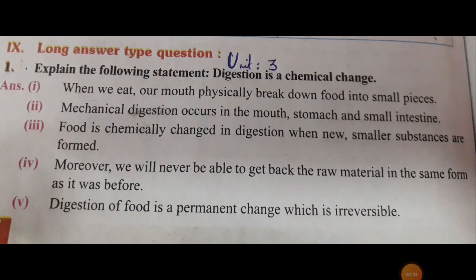Okay, children, this is your detailed question. Concentrate on this first question. Explain the following statement: digestion is a chemical change. When you eat, our mouth physically breaks down the food into smaller pieces, already you know. So mechanical digestion occurs in your mouth, stomach and small intestine. So you see, food is chemically changed in digestion when new smaller substances are formed. Moreover, we will never be able to get back the raw material the same as it was before. So digestion of food is a permanent change, which is irreversible. Is it clear to you, children? Yes.